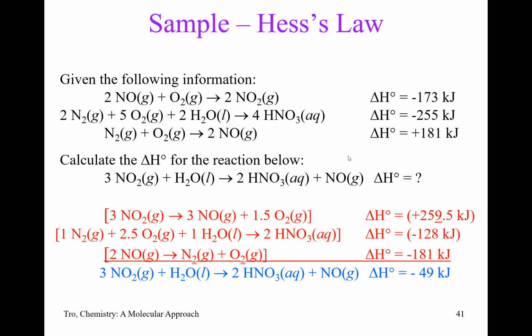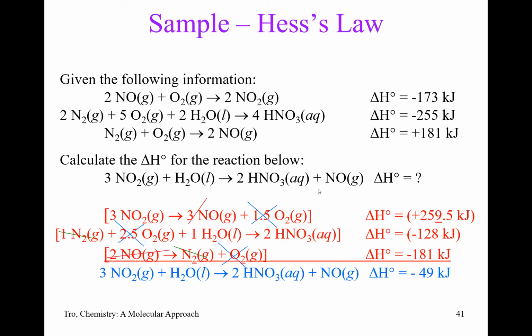So if you apply those different flippings and multiplications to each, and then you add them all up, they'll cross out. So 3 NOs versus 2 leaves us this 1. Right, there's the nitrogens and 2 cancel each other. 1.5 and 1 is 2.5, and 2.5, so that cancels. And we're left with what the summary was.